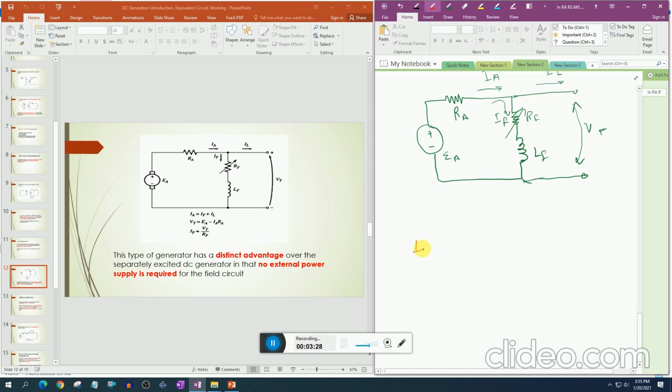is equal to IF plus IL. Like this is IA and it is equal to this one, IF and IL, and its V terminal is equal to EA minus IA RA, which is the voltage drop, and its field current IF is V terminal divided by RF.